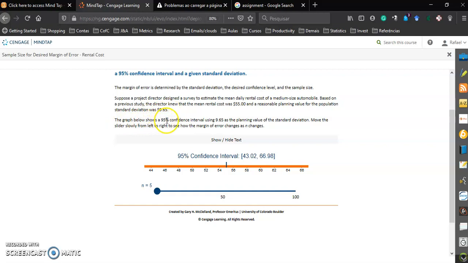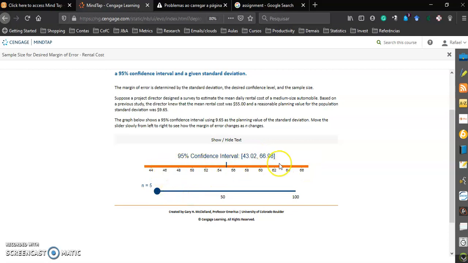The graph below shows a 95% confidence interval using 9.65 as the planning value for the standard deviation. So here at the center we have 55 as the mean rental cost, and this would be the 95% confidence interval if my sample size has only 5 observations. So you see that the confidence interval varies from 43 here to 66.98 here.